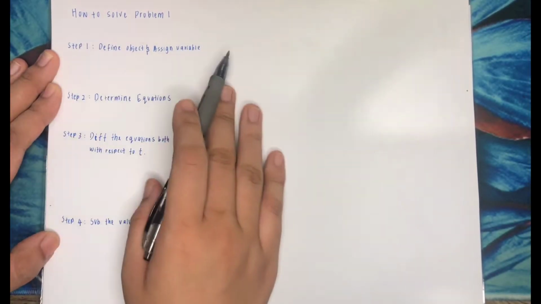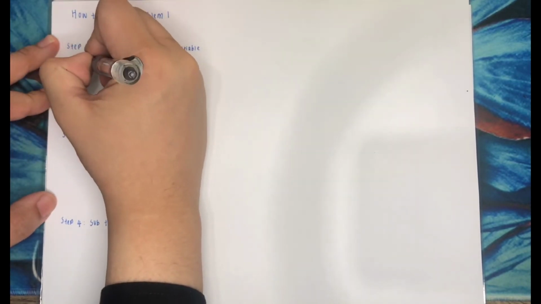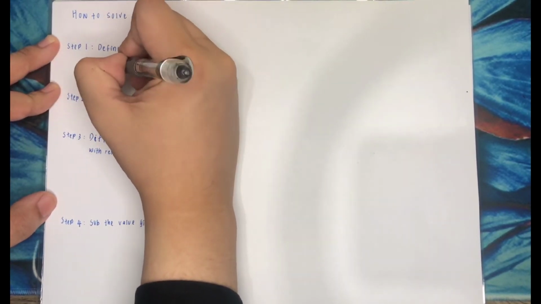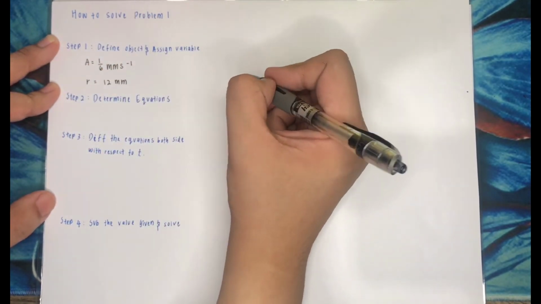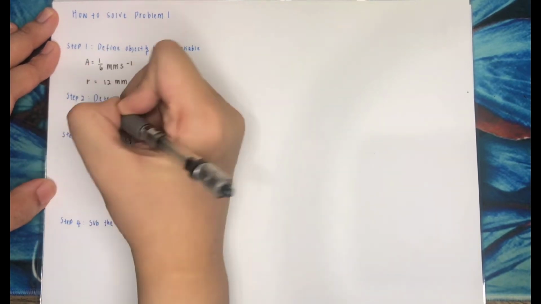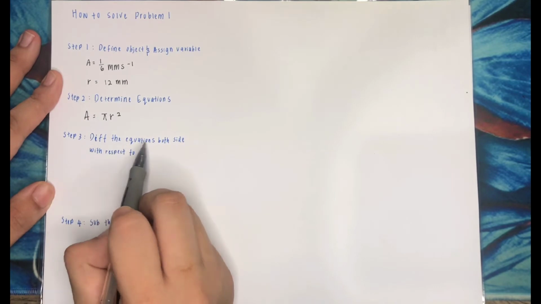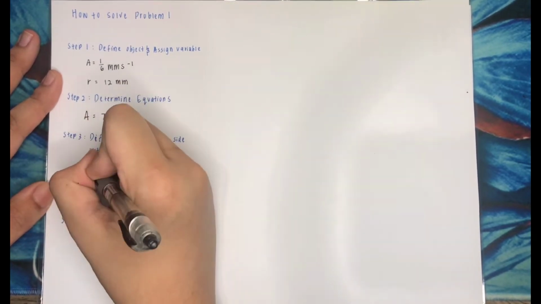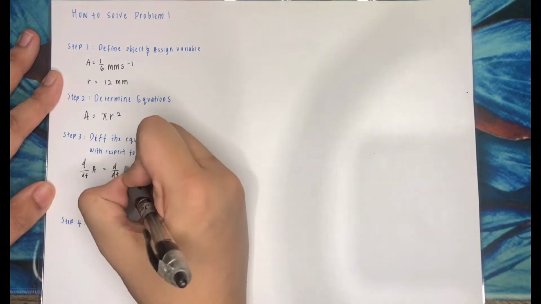How to solve problem 1? For the first step, we find the object and assign a variable. dr/dt equals 1/6 mm s^-1 and r equals 20 mm. For the second step, determine the equation: A equals pi r squared.